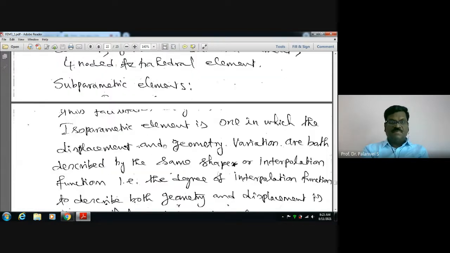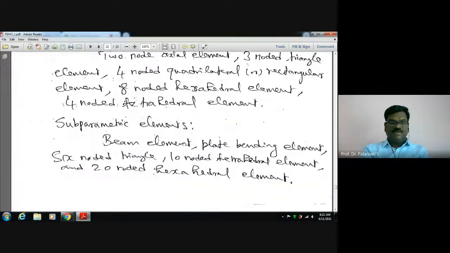Similarly, for subparametric elements: the beam element comes under subparametric elements. Remember the best examples: plate bending element, six-noded triangular element, ten-noded tetrahedral element, and twenty-noded hexahedral element. Remember a few elements to quote as examples. Try to memorize; at the student level you have to. When I was a student I memorized so many things. My memory power was very good at that time, but now it has become very poor.